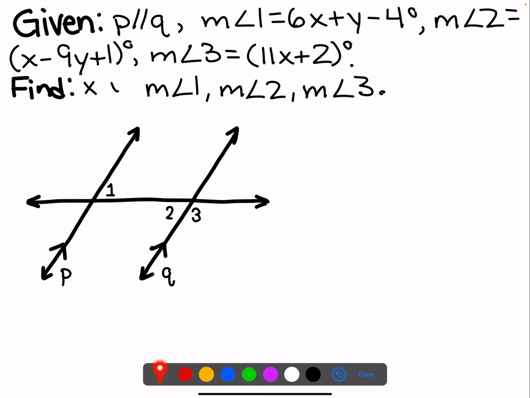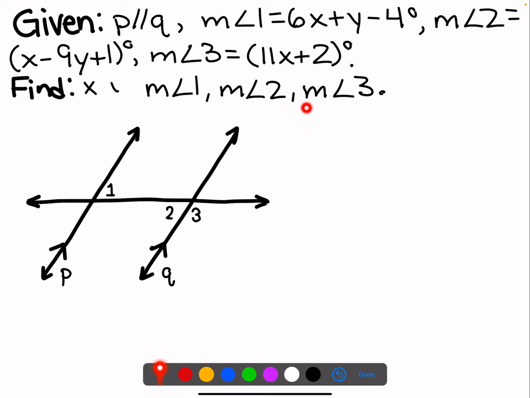Next, given P is parallel to Q, and the measure of angle 1 is equal to 6x plus y minus 4. The measure of angle 2 is equal to x minus 9y plus 1. And the measure of angle 3 is equal to 11x plus 2. Find x, the measure of angle 1, the measure of angle 2, and the measure of angle 3.